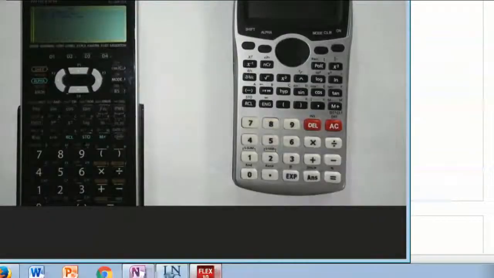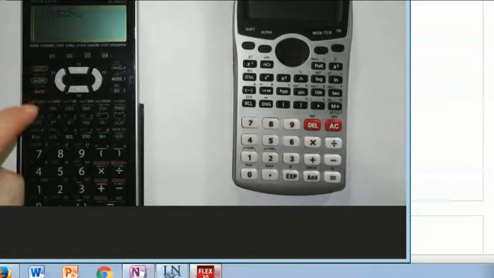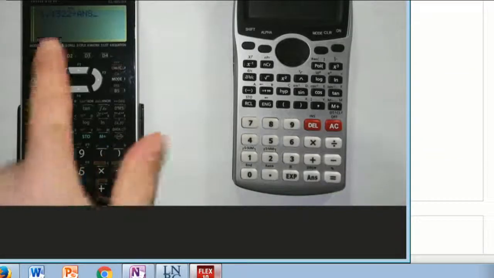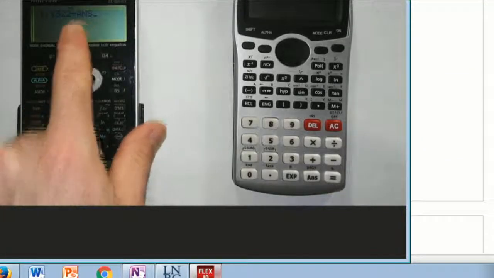A lot, and it's the answer button. So whatever answer I previously had, I can hit second, or this one, sorry, it's not second, it's alpha, and then equals, and it brings the answer that I previously had in there, which is going to make sure that I have as many decimal places as possible.